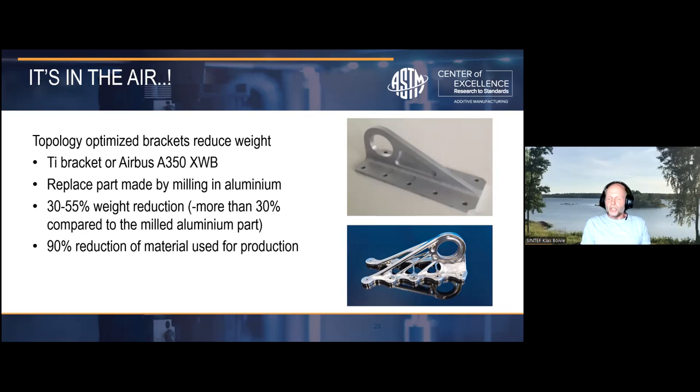The time the machine costs us is for the time it's working, it's building. In this case, they managed to save weight between 30 to 55%, at least more than 30%, compared to the aluminum parts, and it's hollow. And it's also a 90% reduction in the material used. So you can say this can be converted into saved fuel, it means that you can save money on using this part.